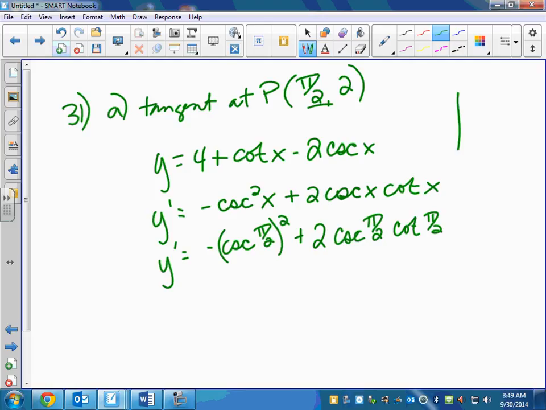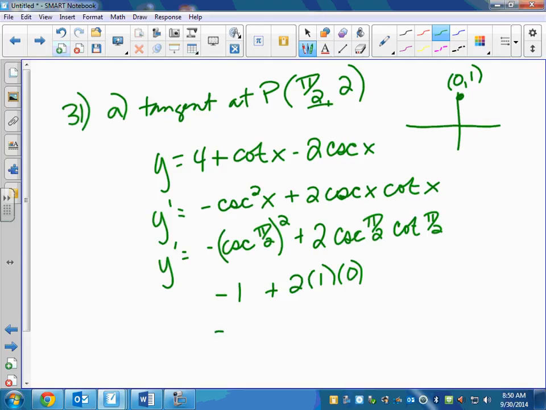Well, think about pi halves. Pi halves is up here. That's the point 0, 1. So the cosecant of pi halves, cosecant is 1 over sine, so that's going to be 1. So negative 1, because 1 squared is 1, plus 2, and again, cosecant of pi halves is 1, and cotangent of pi halves, cotangent is what? X over y, so it'd be 0 over 1, which is 0. You got to be able to do these basic trig functions.